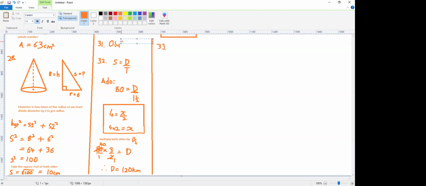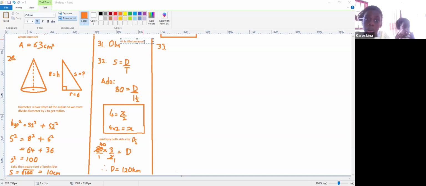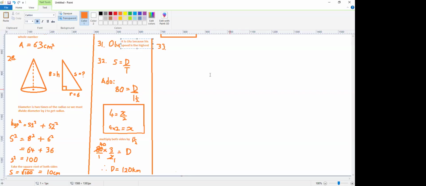It is Olu because his speed is the highest, right? Is that not the reason? Yeah. Okay. Is that okay? So that's it for number 31, right? Yes, sir.